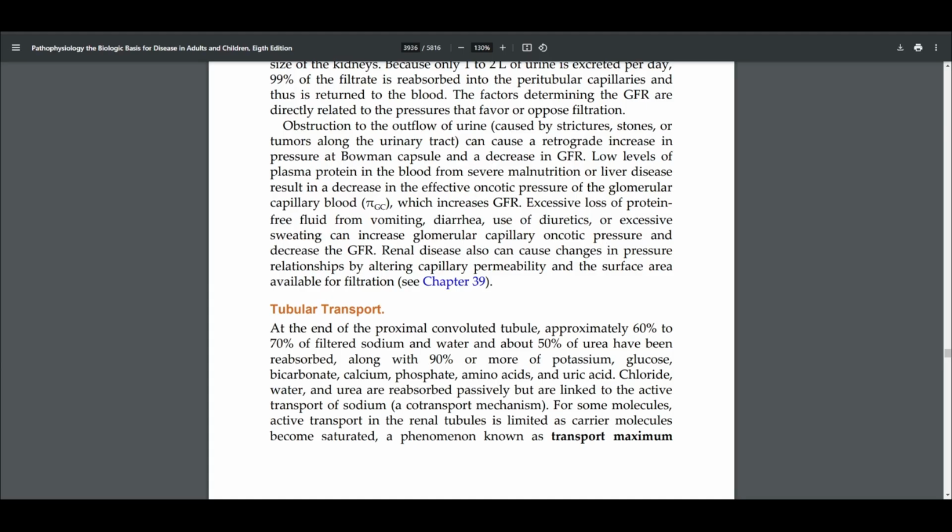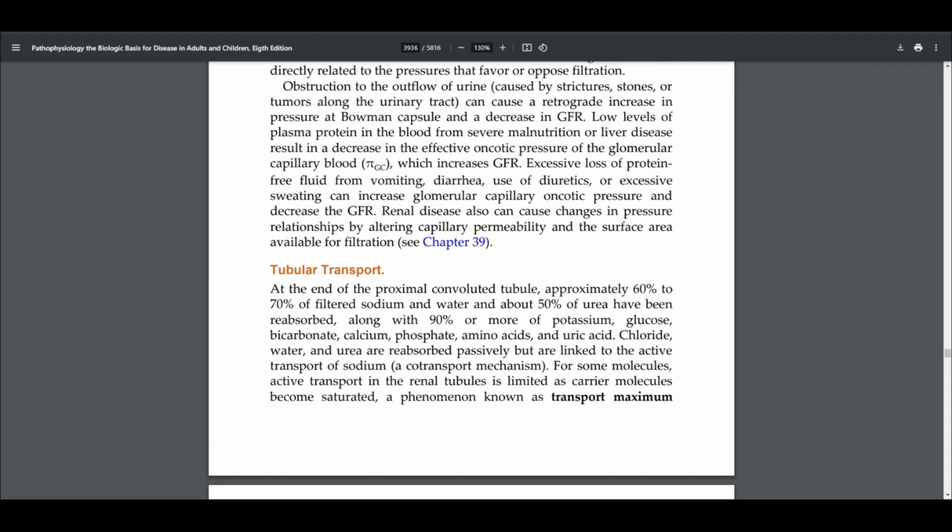Excessive loss of protein-free fluid from vomiting, diarrhea, use of diuretics, or excessive sweating can increase glomerular capillary oncotic pressure and decrease the GFR. Renal disease also can cause changes in pressure relationships by altering capillary permeability and the surface area available for filtration.